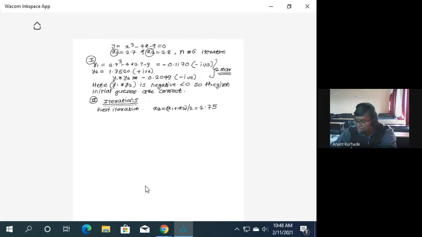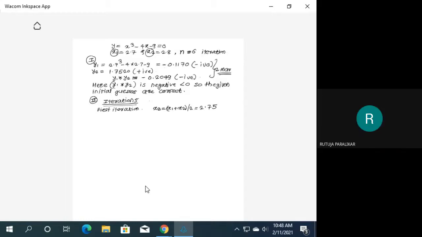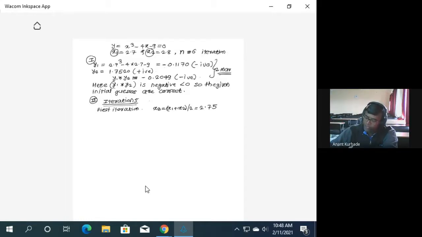Correct? Okay. Once we have the value of x3, what next? Immediately find the value of y3. Now calculate and tell me what is the value of y3.